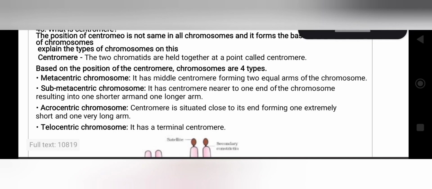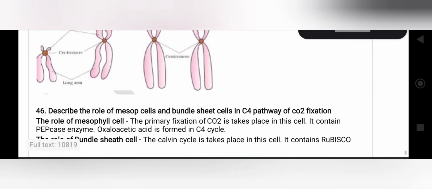Metacentric chromosomes. It has middle centromere forming two equal arms of the chromosome. Submetacentric chromosome. It has centromere nearer to one end of the chromosome resulting into one shorter arm and one longer arm. Acrocentric chromosome. Centromere is situated close to its end forming one extremely short and one very long arm. Telocentric chromosome. It has a terminal centromere. So this diagram is very important. You have to draw it.